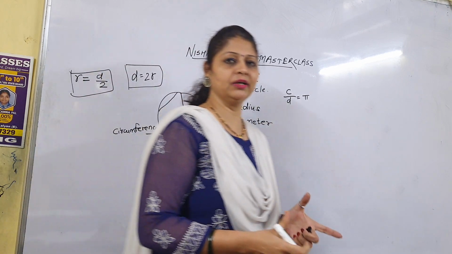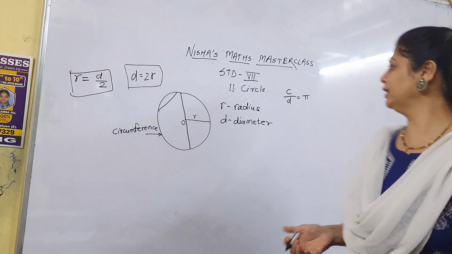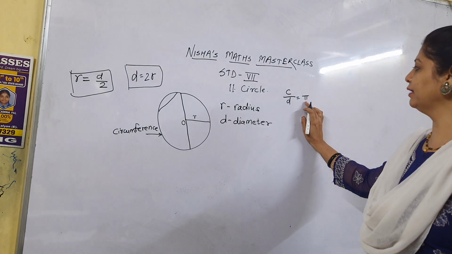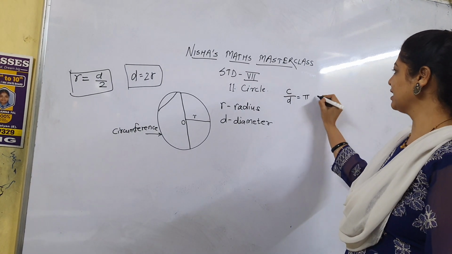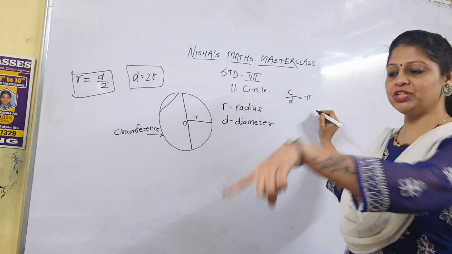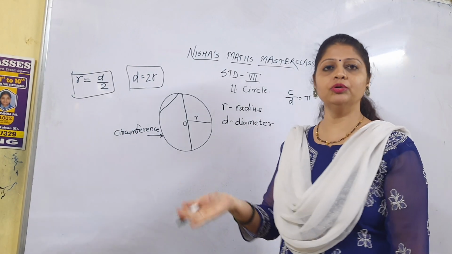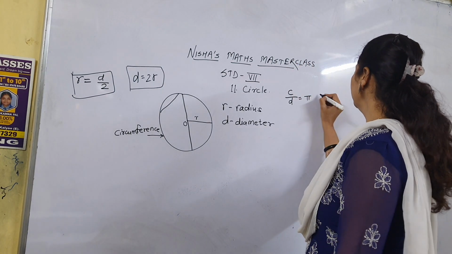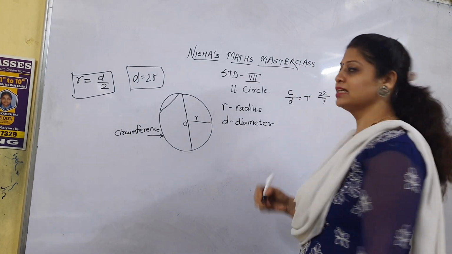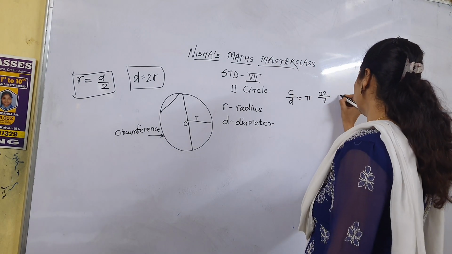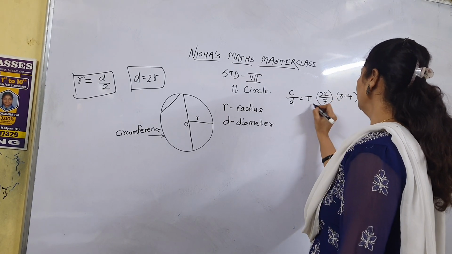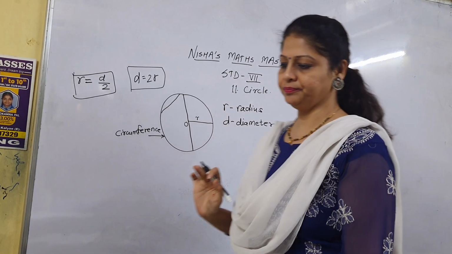They have given this ratio, and pi is a Greek symbol. If in the question no value is given for pi, then the value of pi is 22 upon 7. Sometimes they give the value of pi as 3.14. Understand? These are two values of pi.